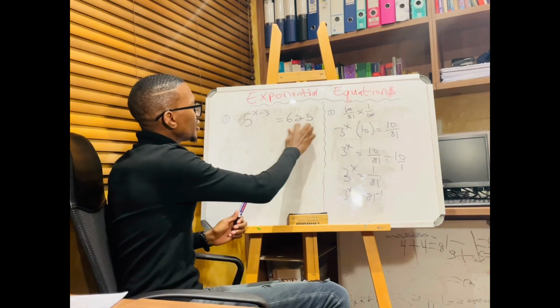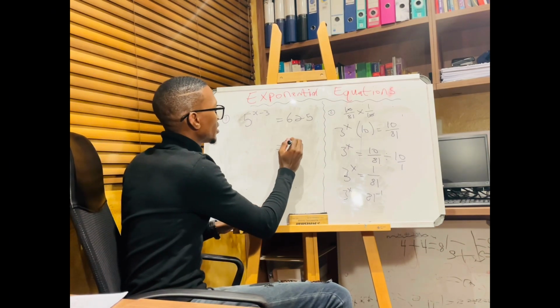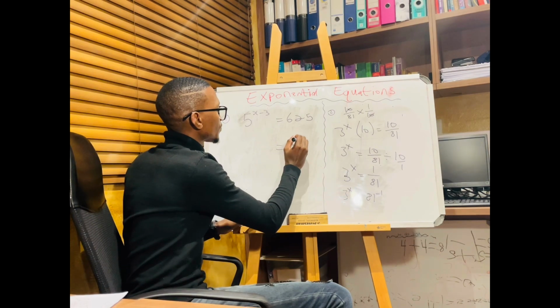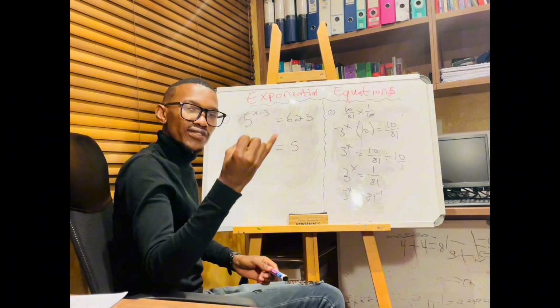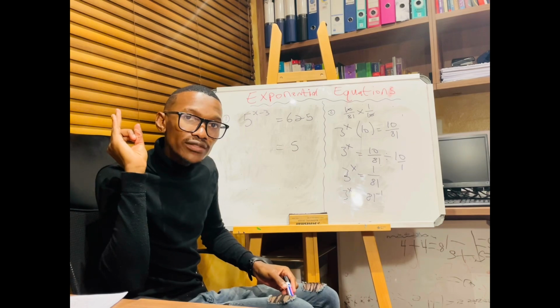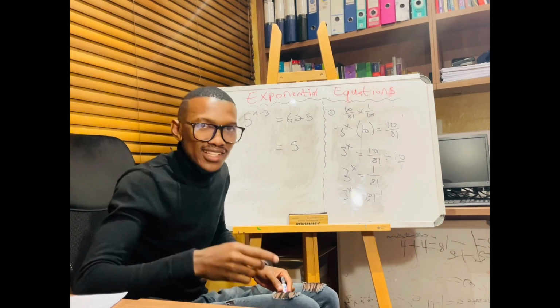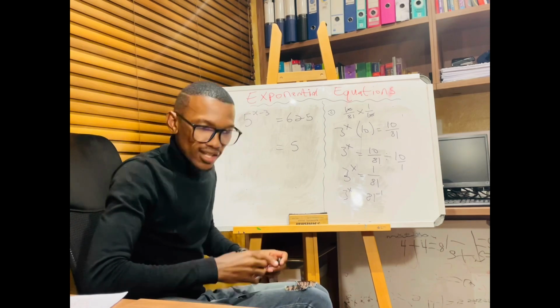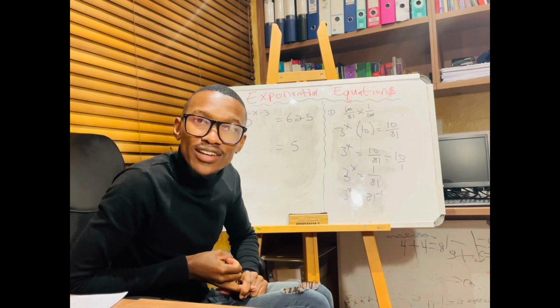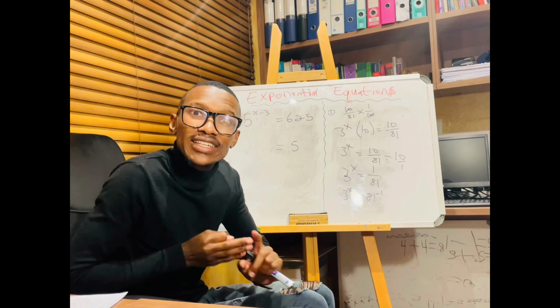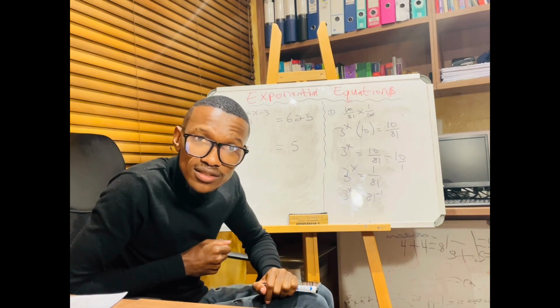Okay, then let's change 625. It's the same as what? 5 to the power what? Remember, 5 times 5 is what? Someone said, you are wrong. 5 times 5 is 25. Times 5 again is how much?